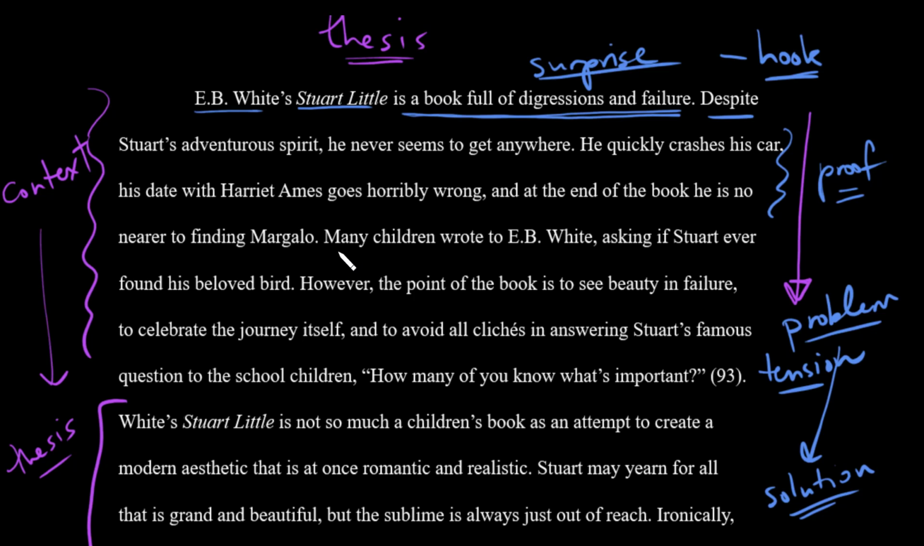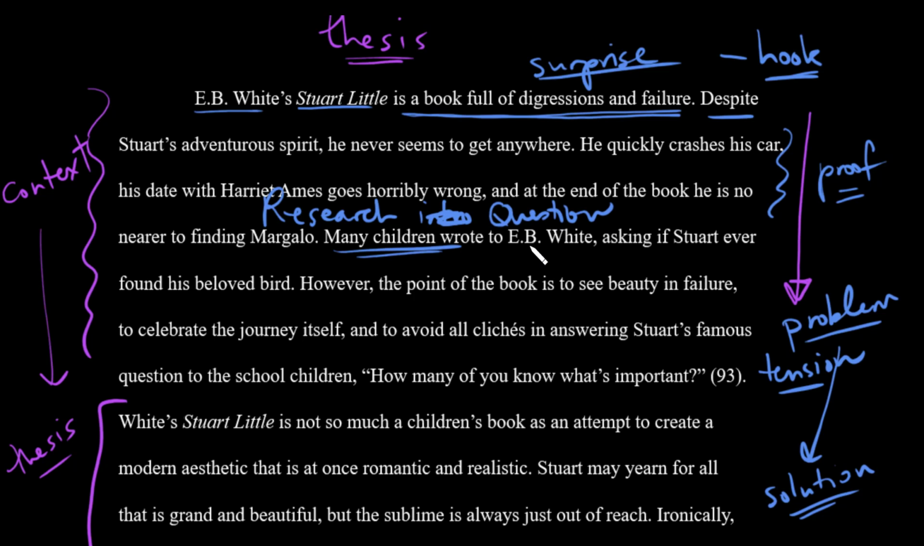I like this here because it's kind of saying, well, you know what? Lots of other people have this question, right? People want to know, why does the book end in failure? Why does it have so many digressions? And what we're starting to see here is what's called a research question. So every introduction should be answering a research question.